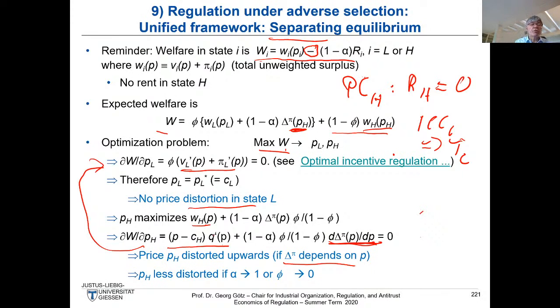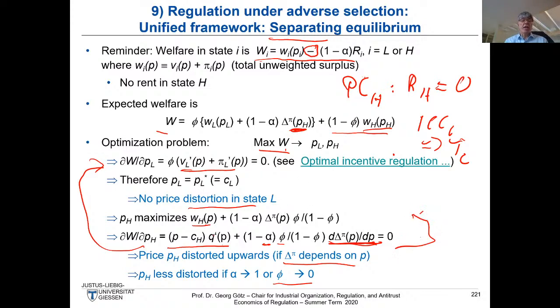And what we also see, of course, if alpha would be 1, the rent wouldn't matter, so the distribution of the rent, and therefore we wouldn't get a distortion. Similarly, if phi approaches 0, we would also get price equal marginal cost, pH equals CH. Why is that so? If phi is very close to 0, that means that there is a very, very low chance that the type is really a low type. Therefore, we don't want to distort this high type in 99% of all cases, given that we have a 1% chance that we have a low type. But here now we already have our result.